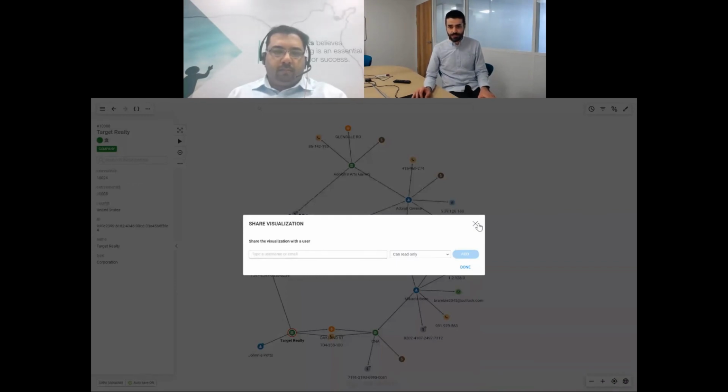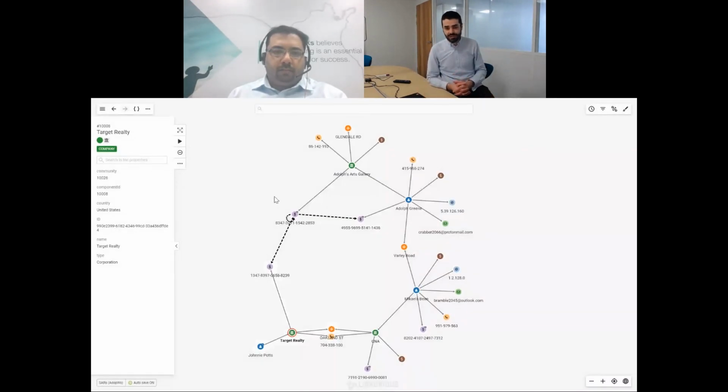from here. I can also, in a couple of clicks, simply export as a picture or as a spreadsheet for processing in other tools.